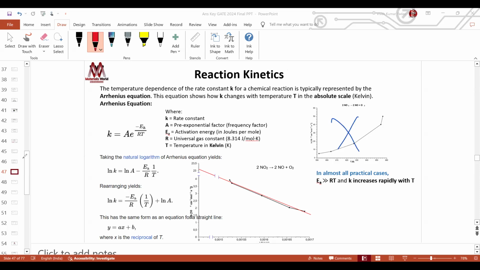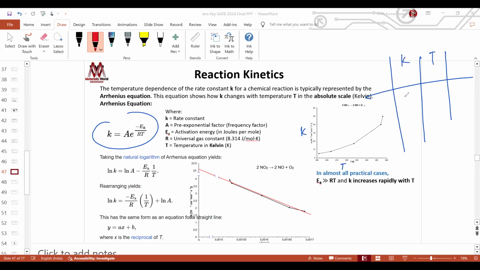Anyone tell how? Anyone of you can tell how? Come on. How to plot k versus T? You make a k and T table. You make an input and output table. K is your output, T is your input. This is your y, and this is your x. Right? You put T equals 10 degrees in this equation and you find out k.